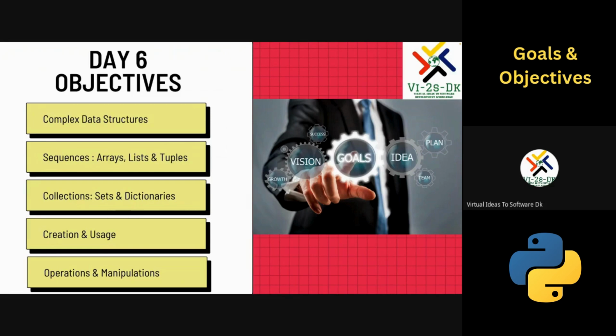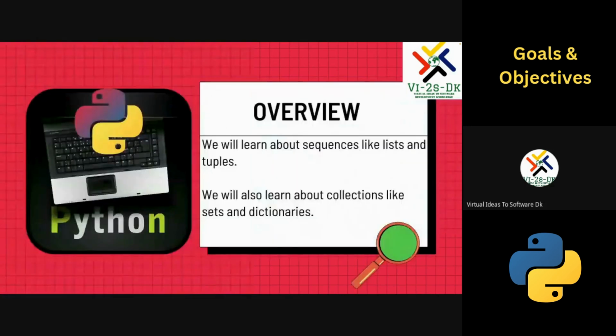The two main types are the sequences, which include arrays, lists, and tuples, and collections, which are sets and dictionaries. We'll talk about how to create and use them, also manipulate them, and some of the operations, like the functions, that each one of these data structures has. At the end of the day, we will learn about sequences like lists and tuples, and collections like sets and dictionaries.